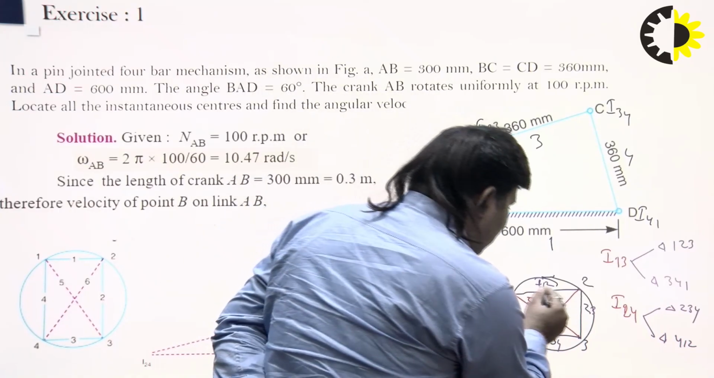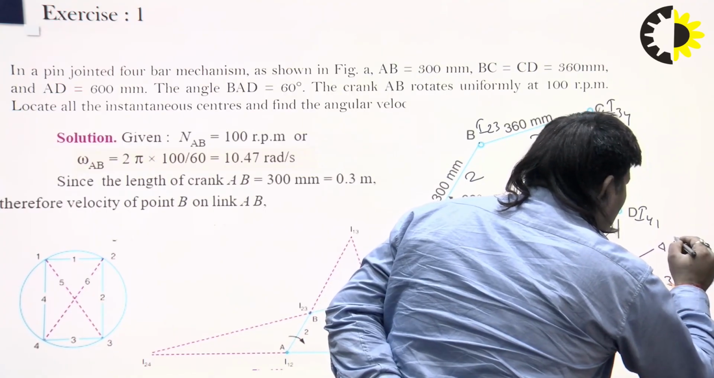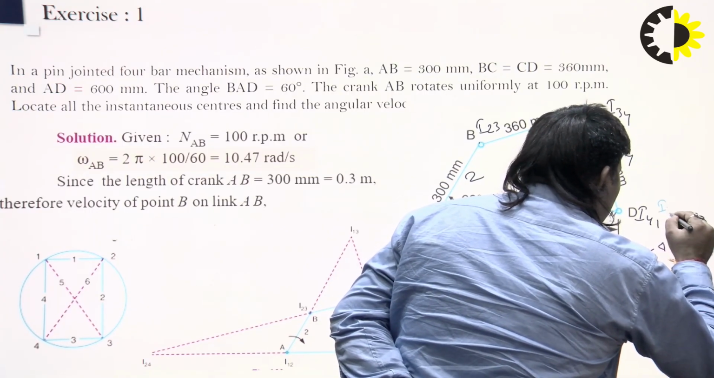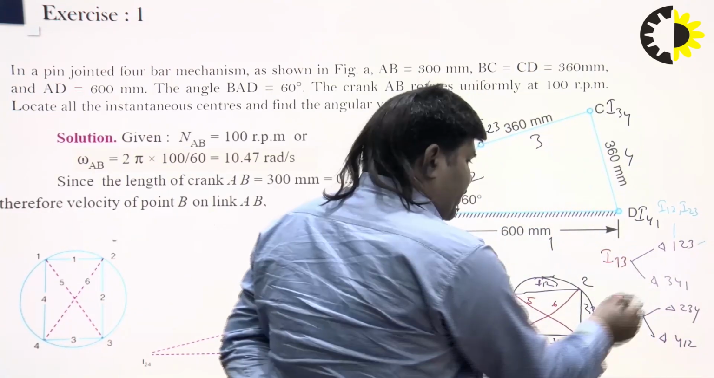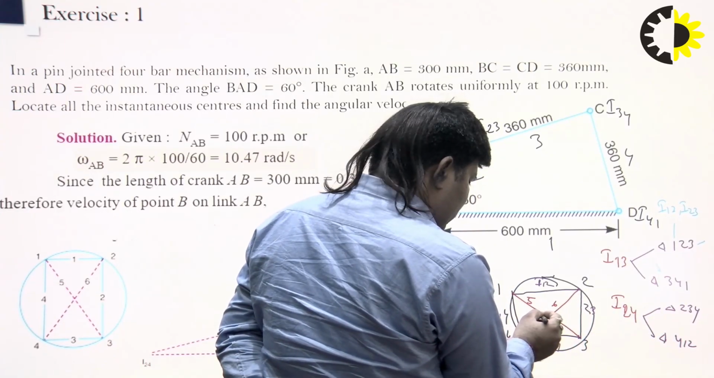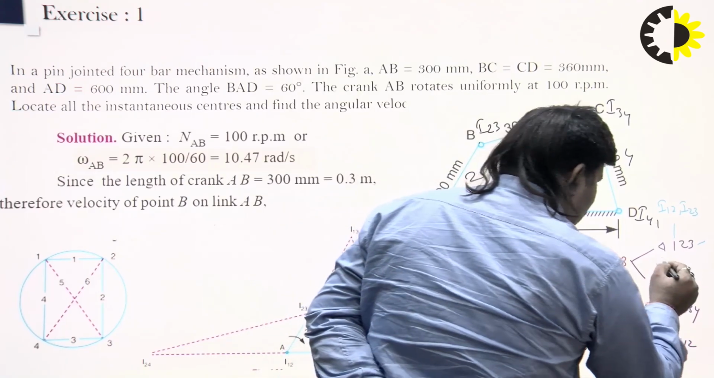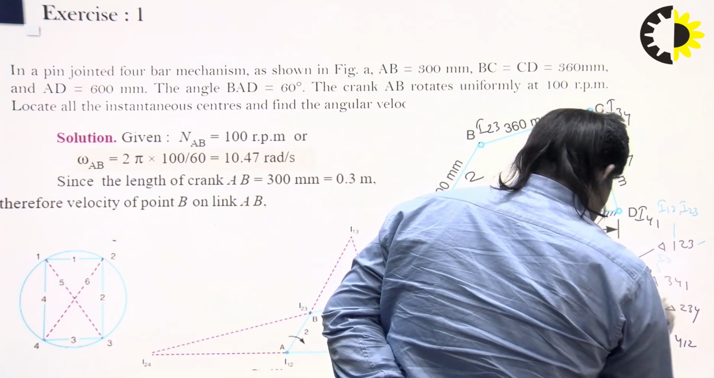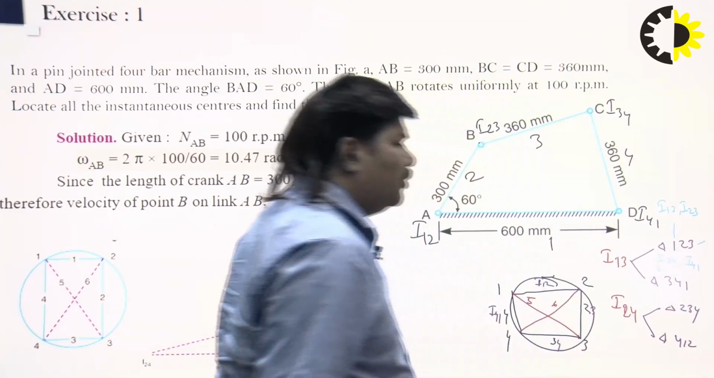So you can see that is I 1, 2 and I 2, 3. I'll write here I 1, 2 and I 2, 3, and triangle 3, 4, 1. So 3, 4 and 4, 1. So that is I 3, 4 and I 4, 1, right?